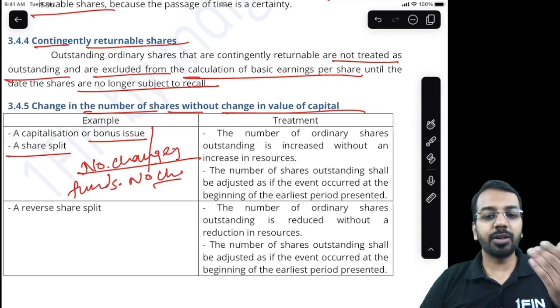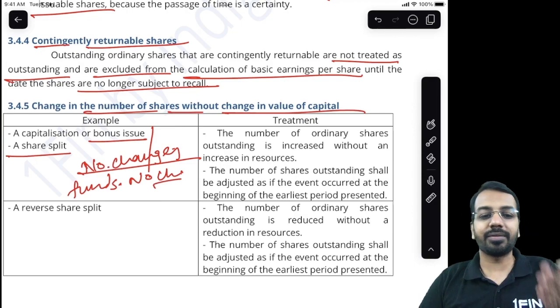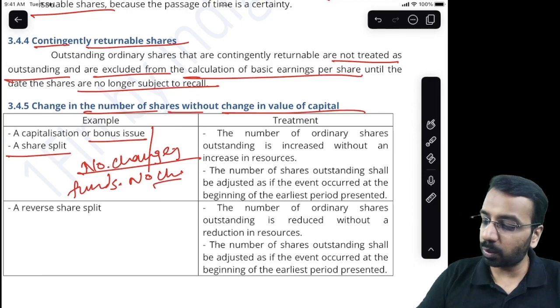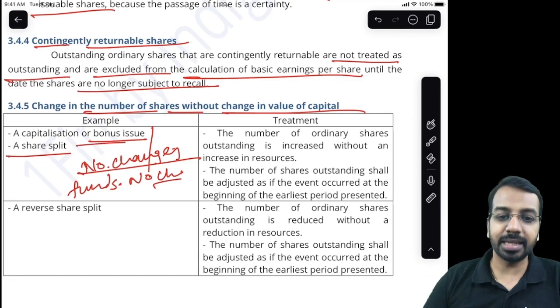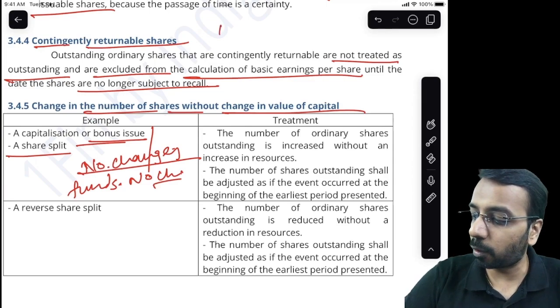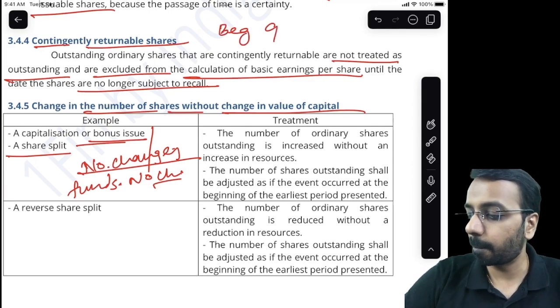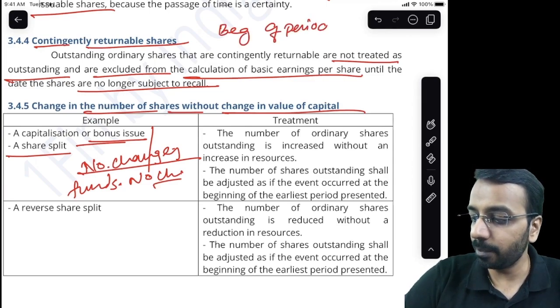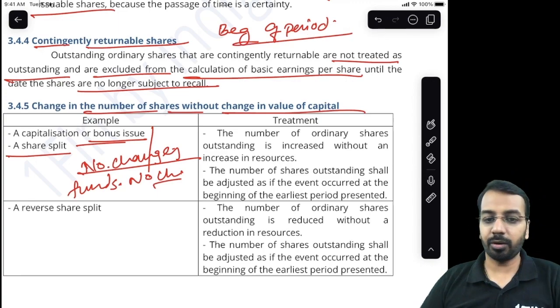Funds don't change, which means we don't receive anything extra, we don't receive any extra money. So in that case, the number of shares is increased but resources are not increased, and hence these are adjusted from the beginning of the period.